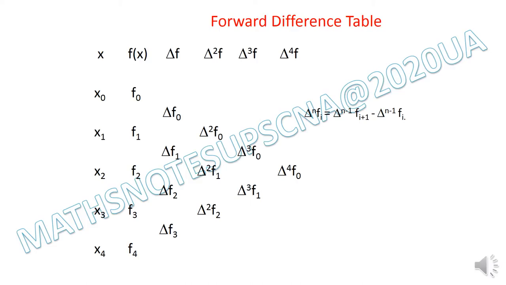Now we come to second order differences. Delta square f0 is delta f1 minus delta f0. Delta square f1 is delta f2 minus delta f1. Delta square f2 is delta f3 minus delta f2, and so on. So we can calculate the differences, and because there are 5 points, we will have differences up to fourth order. The general formula is delta n f_i is equal to delta to the power n minus 1 f_(i plus 1) minus delta to the power n minus 1 f_i.